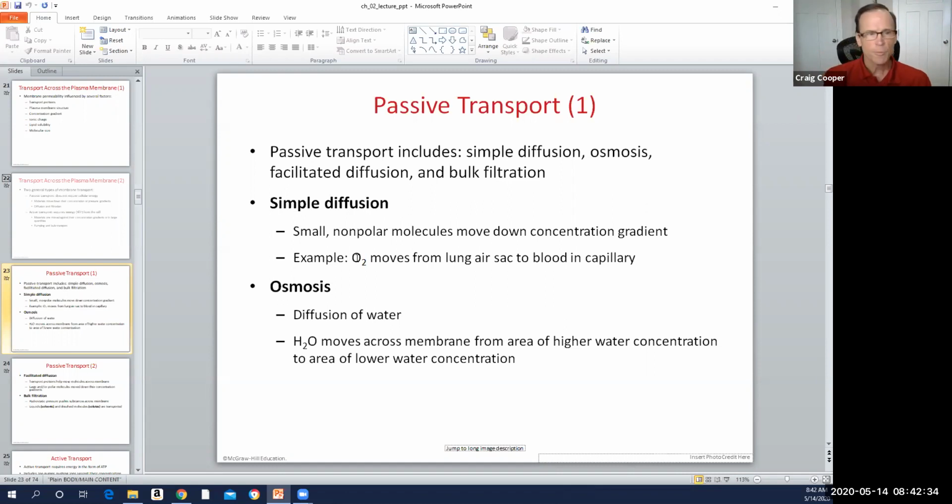So those are both passive processes. We don't need to put any energy into moving those two gases. They're just going to move because the concentration gradients are different. And so that's great for something small.